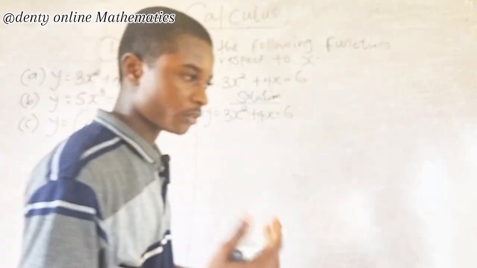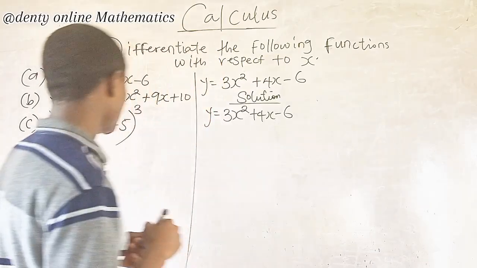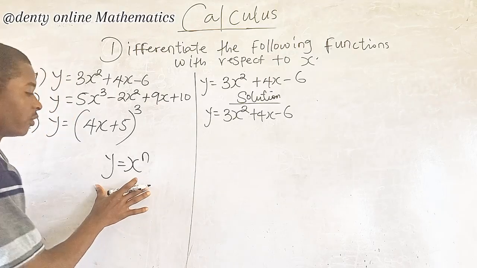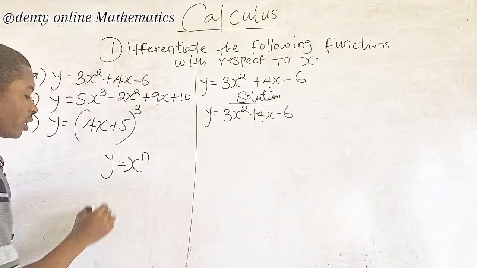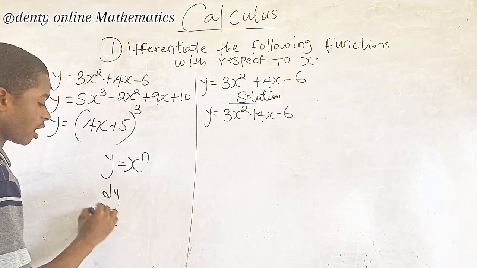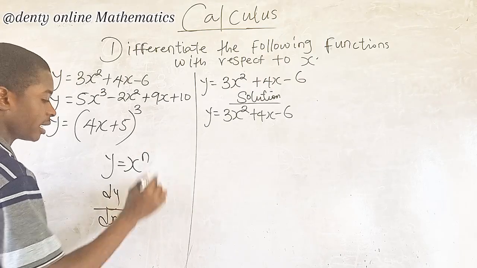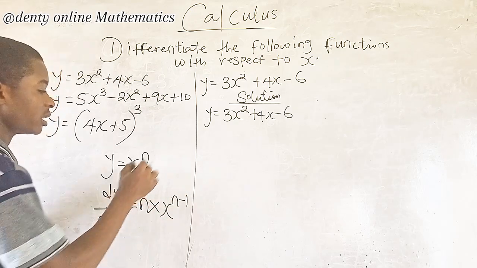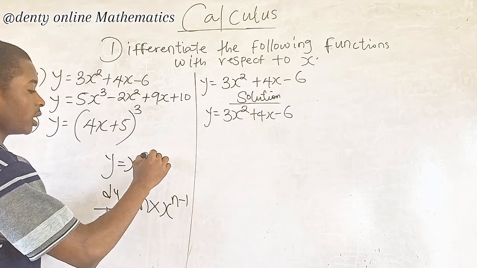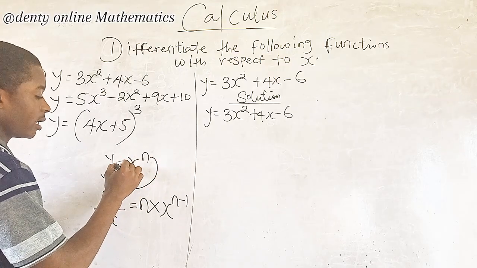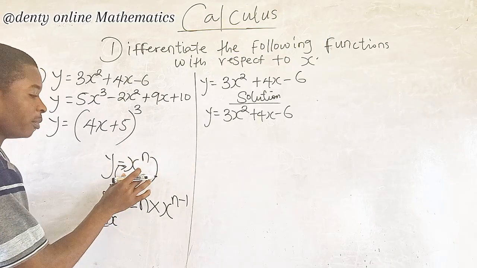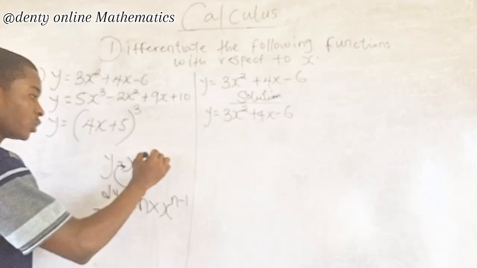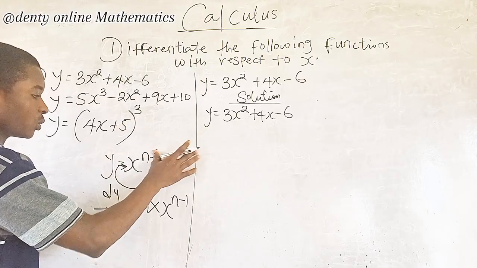Now, there is this rule of differentiation which I will introduce to you. If you have a function y equal to x raised to the power of n, our dy over dx is equal to n times x raised to the power of n minus 1. What this means is this n, which is the exponent, will now multiply the base, the exponent or the power will multiply the base, and you also subtract 1 from the power. That's what the rule stands for.